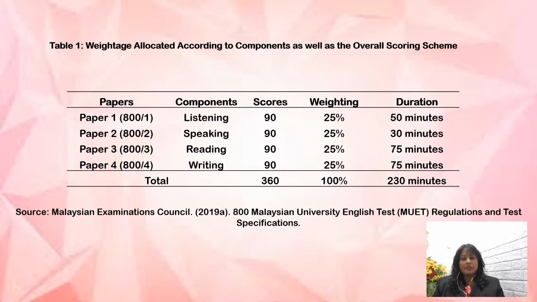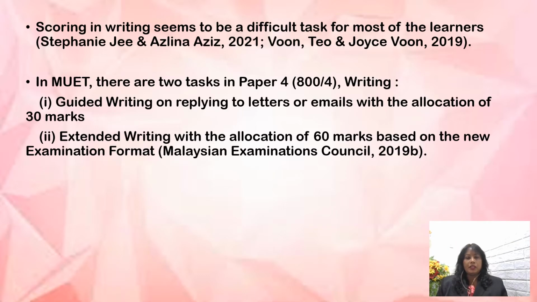There are 4 papers in MUET: listening, speaking, reading, and writing. Each paper contributes 90 marks and each paper contributes about 25%. Scoring in writing seems to be a difficult task for most of the learners. In MUET, there are 2 tasks in paper 4 writing: guided writing on replying to letters or emails with the allocation of 30 marks, and extended writing with the allocation of 60 marks based on the new examination format.